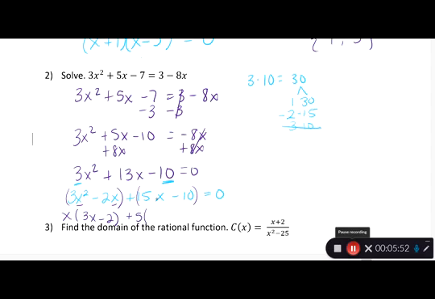Again, if you want to think about this like you're dividing out whatever it is that you take out, 15 divided by 5 gives me 3x, minus 10 divided by 5 gives me 2. Still equal to 0. Now they each have the 3x minus 2 in common. And the x plus 5 is what's left, is equal to 0.